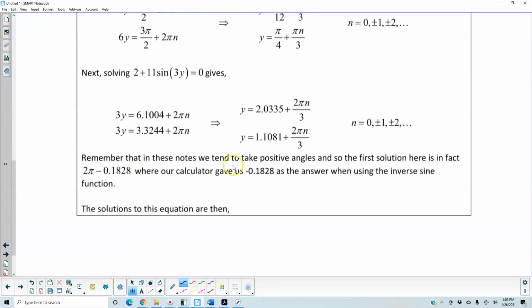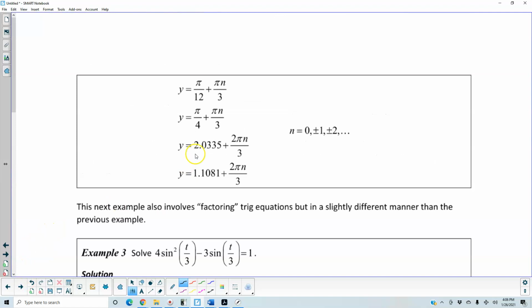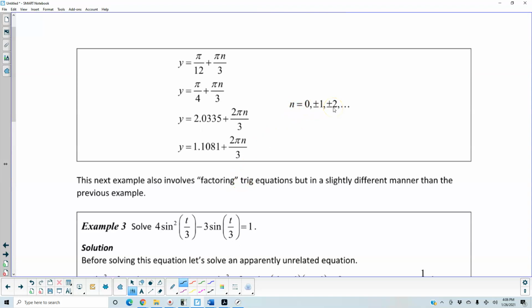Remember that in these notes, we tend to take positive angles, and so the first solution here is in fact 2 pi minus 0.1828, where our calculator gave us negative 0.1828 as the answer when using the inverse sine function. So the solutions to this equation are then y, which is equal to pi over 12 plus pi n over 3, y is equal to pi over 4 plus pi n over 3, y is equal to 2.0335 plus 2 pi n over 3, and y is equal to 1.1081 plus 2 pi n over 3, provided that n is equal to the following.